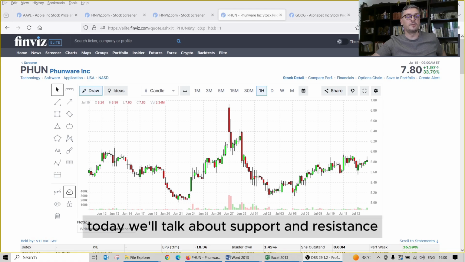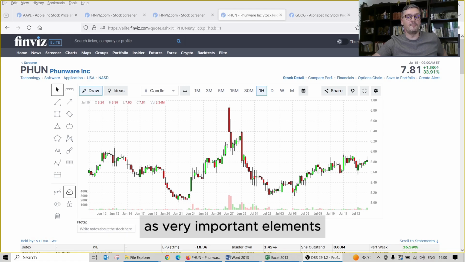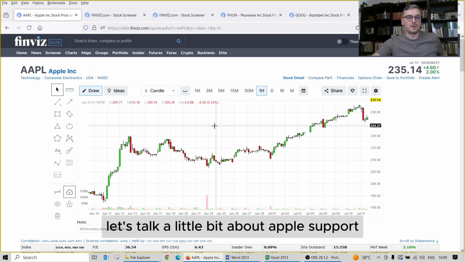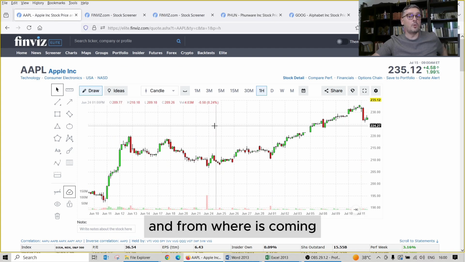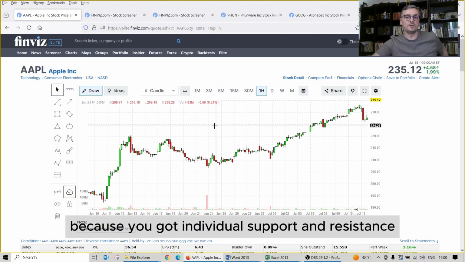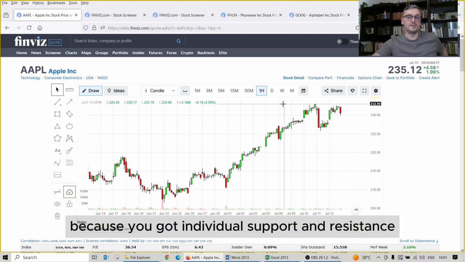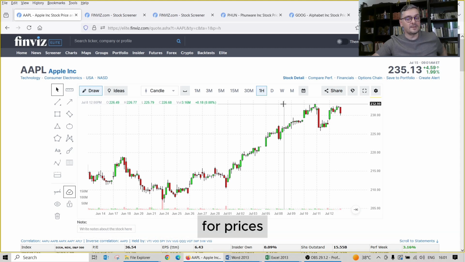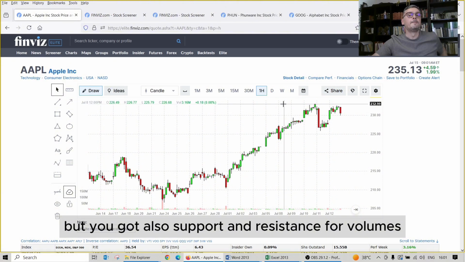Today we'll talk about support and resistance. That is a very important element whenever you are trading whatever asset you can consider. Support and resistance, let's talk a little bit about Apple. Support and resistance are the levels where the auction is going and from where it's coming. There are different types of support and resistance because you've got individual support and resistance, and you've got consistent support and resistance for prices, but you've also got support and resistance for volumes.